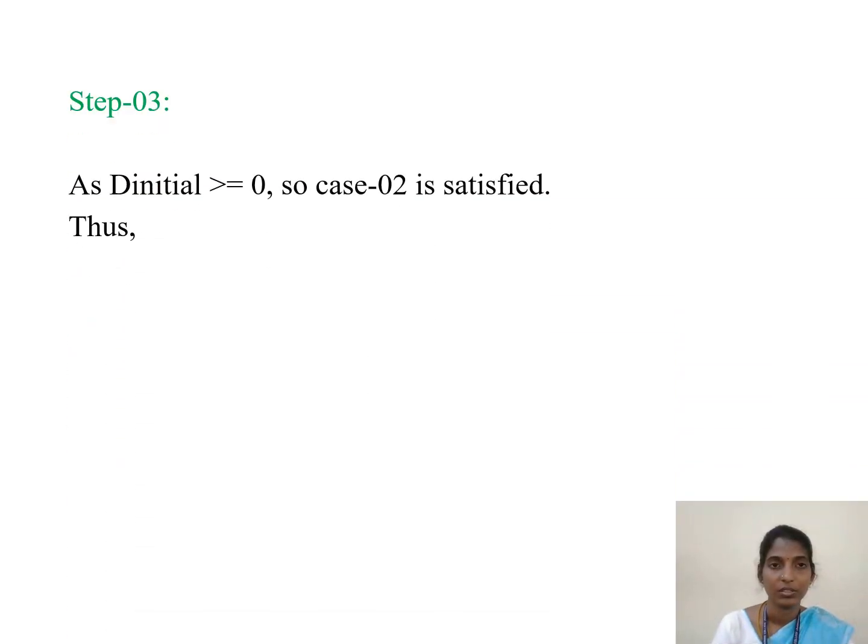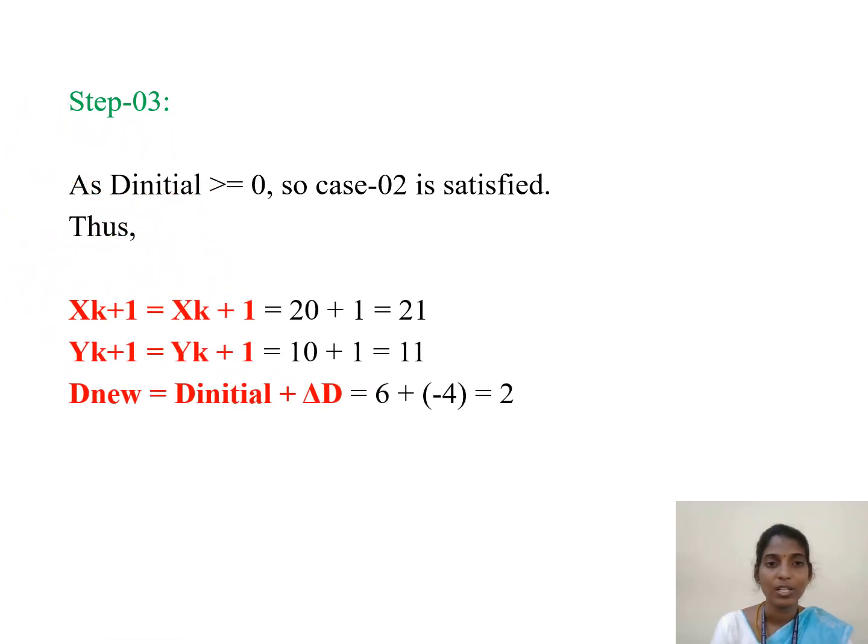Step 3. As d initial is greater than or equal to 0, case 2 is satisfied. So we have to calculate xk plus 1 is equal to xk plus 1, yk plus 1 is equal to yk plus 1, and d new is equal to d initial plus del d. If d initial is less than 0, we have to calculate xk plus 1 is equal to xk plus 1, yk plus 1 is equal to yk, then d new is equal to d initial plus 2 del y. Now, the d initial value is greater than 0.